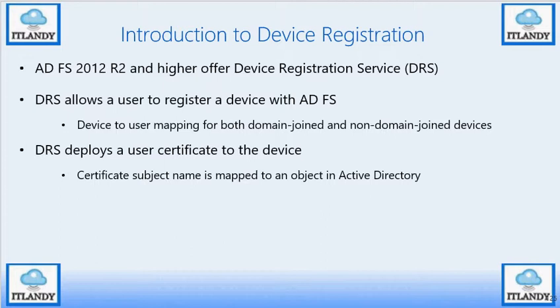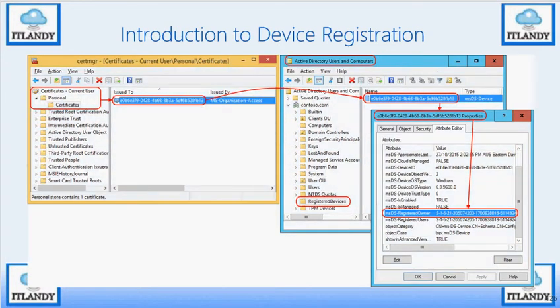How will that look for us? Something like this. This is the certificate. You can see the certificate and you can see the registered devices, and you can see the schema getting written to your object within the attribute editor in AD. Let's talk about this in more detail.